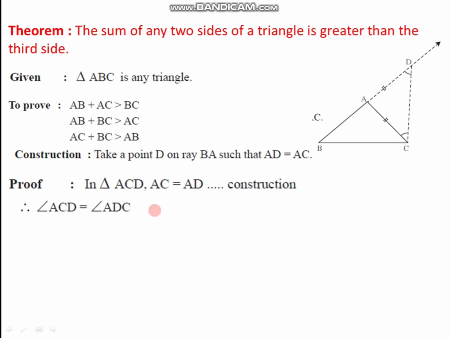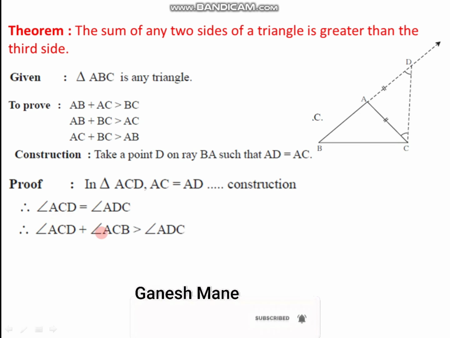By the isosceles triangle theorem, if two sides of a triangle are congruent, then the angles opposite to them are also congruent. So this is what we get: angle ACD is congruent to angle ADC. The measures of angle ACD and angle ADC are equal. Suppose we add angle ACB to the left hand side of this equation; the equality will not hold. In that case, the left hand side will be greater. That is, angle ACD plus angle ACB must be greater than angle ADC. So this is the relation we get.